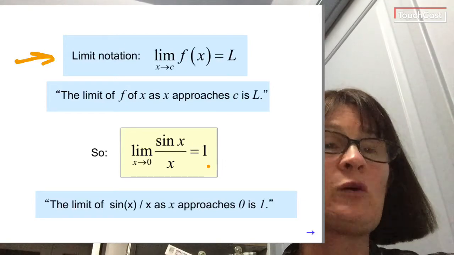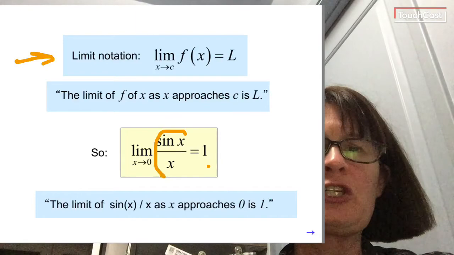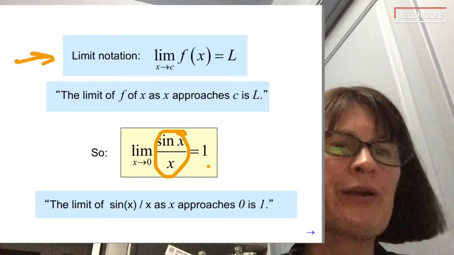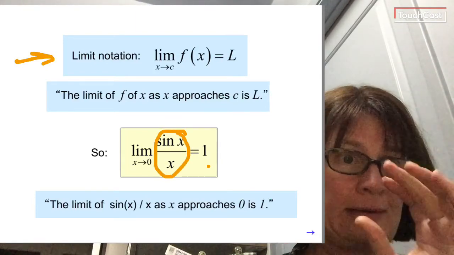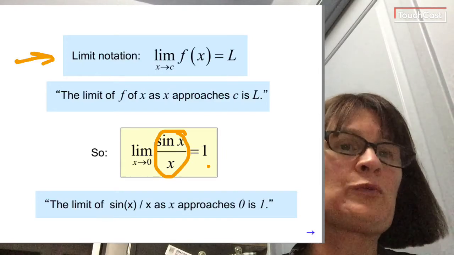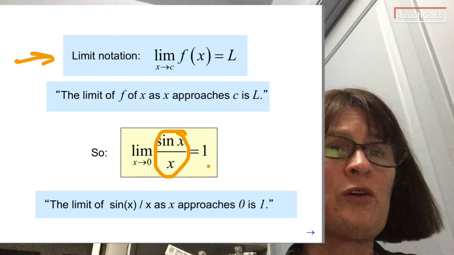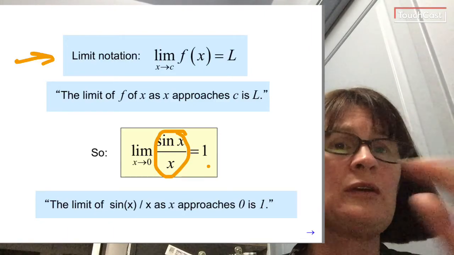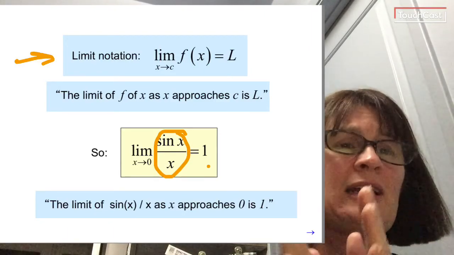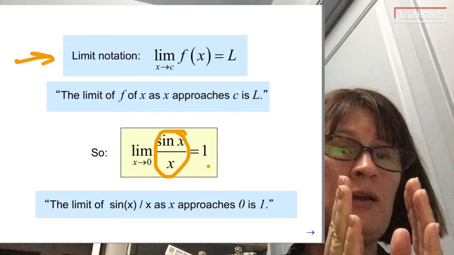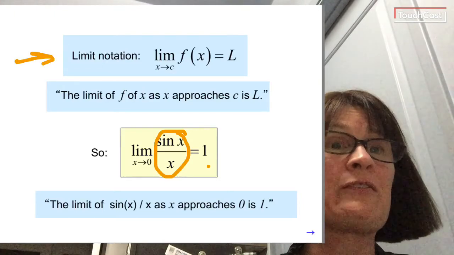Because 1 is the y value that this function should have if something weird hadn't happened and made that point disappear at the place where x equals 0. So this is our brand new notation. We're going to spend the whole rest of chapter 2 making sure this notation sticks in, and then using that notation to have a very clear definition for the idea of continuity.